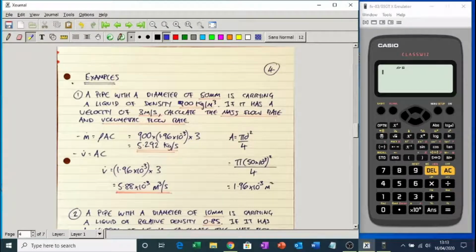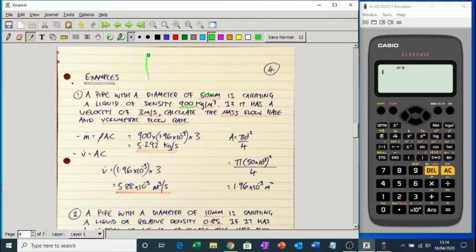So we've got a pipe with a diameter of 50 mil. Let's get some of this going. 50 mil diameter, it's carrying a liquid of density 900. That's my density. It has a velocity of 3 meters per second. Calculate the mass flow rate and the volumetric flow rate.